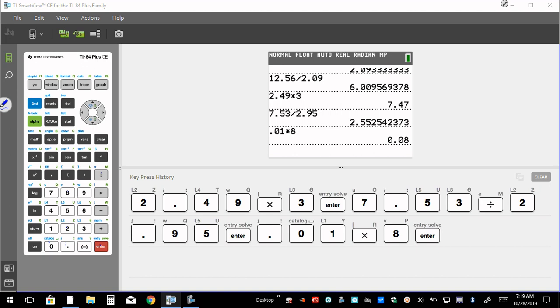Oh, sorry. Hang on here a minute. Get my calculator, or my pointer. I'm drawing all over my calculator.